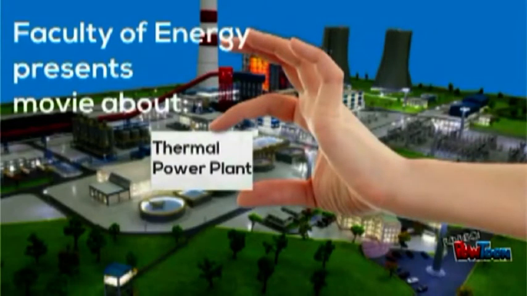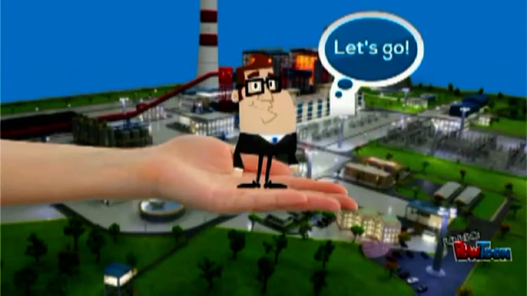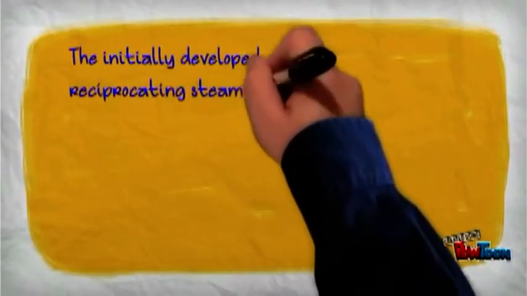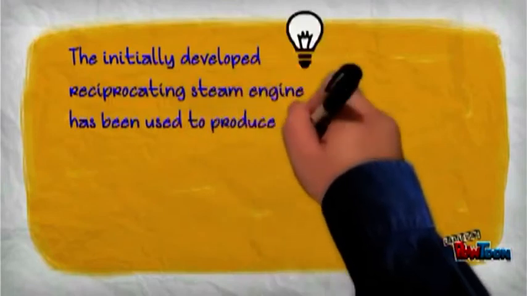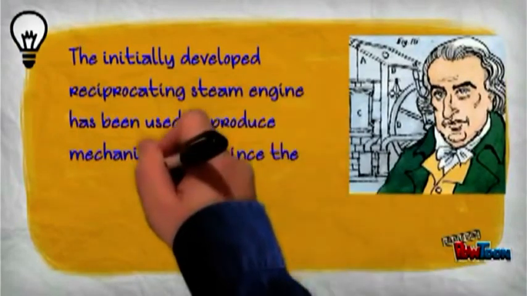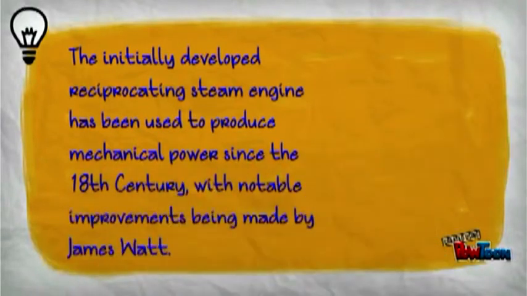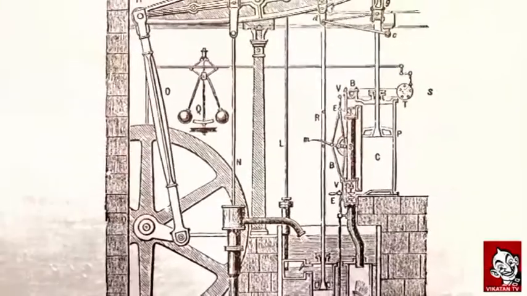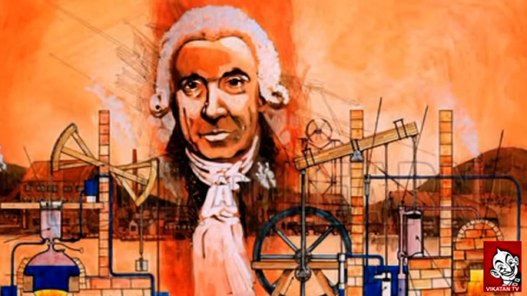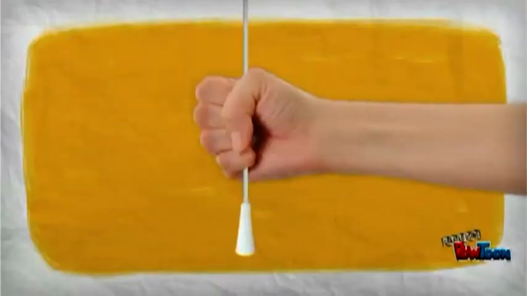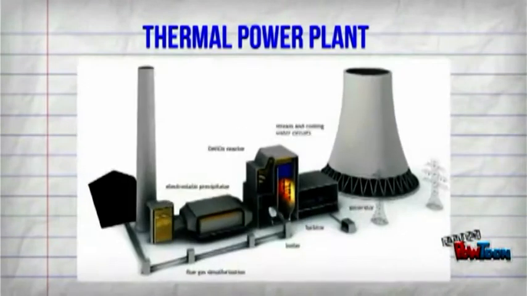Faculty of Energy presents a movie about a thermal power plant. The initially developed reciprocating steam engine has been used to produce mechanical power since the 18th century, with notable improvements being made by James Watt. The very first commercial central electrical generating stations in Poland were also reciprocating steam engines. The development of the steam turbine allowed larger and more efficient central generating stations to be built.